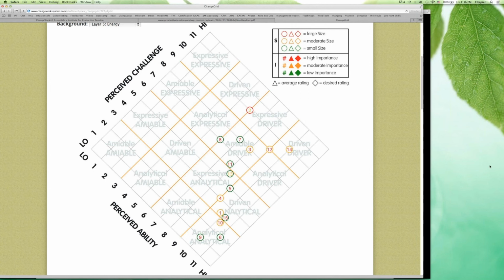But that expressive driver, which you've all leaned towards, would be more inspiring. They'd be more motivating. They would create more movement, more physical, emotional, and intellectual energy around it. You guys are absolutely right. So you're getting the idea about how we go about determining where we want someone to be on the change grid.